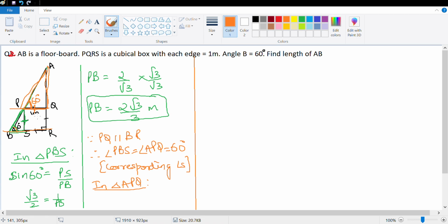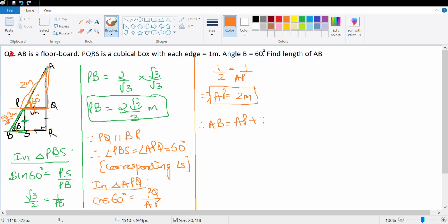I have the base available, which means I will use cos. So cos 60 degree would be equal to PQ upon AP. Cos 60 degree is half. So half is equal to PQ, which is 1, upon AP, which means AP is equal to 2 meter. So I have AP as 2 meter and PB as 2 root 3 upon 3 meter. Therefore, AB is equal to AP plus BP, which is 2 plus 2 root 3 upon 3 meter.